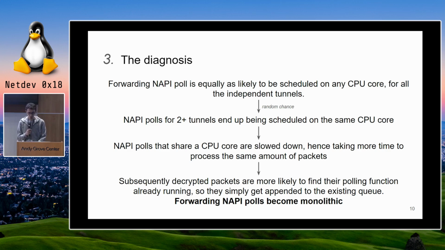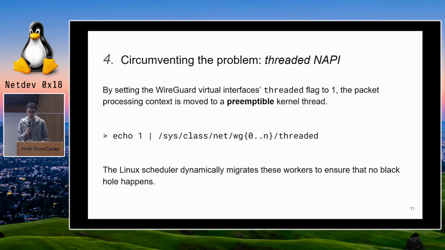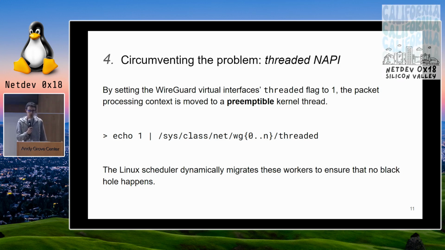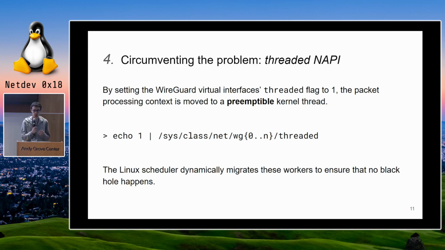So what is the solution? Again, we have found a couple of different possible solutions for this problem. The first one is what I refer to as a more lazy solution, because it only really involves changing some configuration parameters. In this particular case, this is enabling the threaded NAPI operating mode on all of the WireGuard virtual devices involved in these kind of experiments.